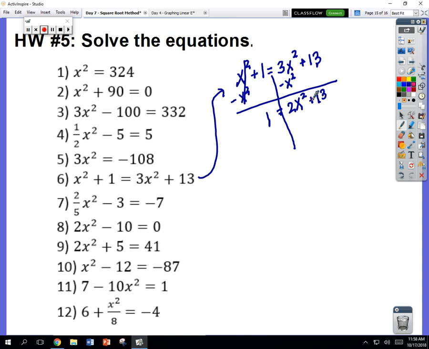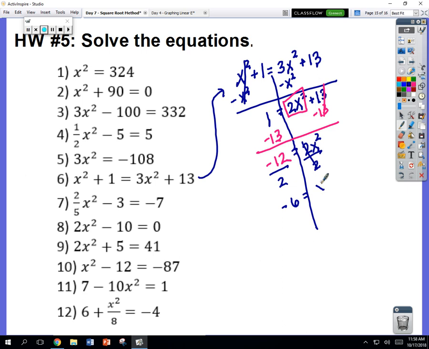Okay, so now I need to move 13 away from this. I get negative 12 is equal to 2x squared. Divide both sides by 2. Negative 6 is equal to x squared. Take the square root of both sides, plus or minus the square root of both sides.